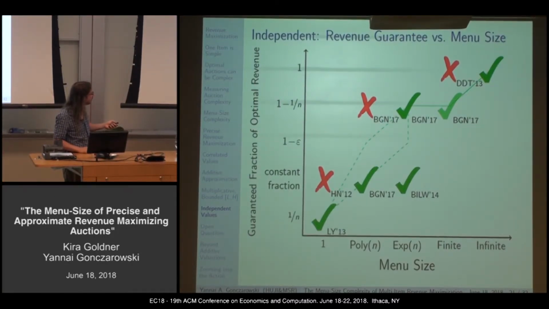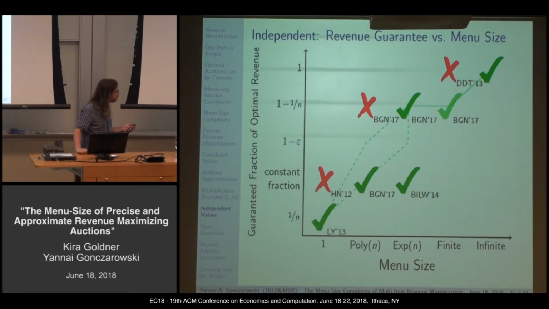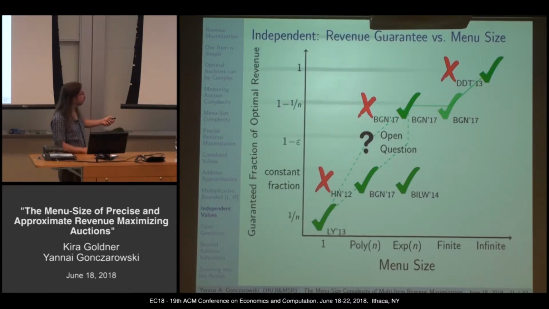a constant fraction. And there's a result by Li and Yao that I haven't mentioned that shows that only pricing the bundle gives you 1 over n of the revenue. And the Hart and Nisan result shows that it can't get you a constant fraction. So we kind of understand how this curve looks like. It starts here, it grows kind of in this area, ends here. And we don't know what's going on here.